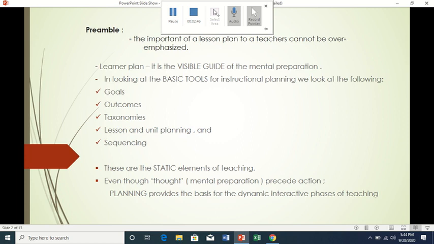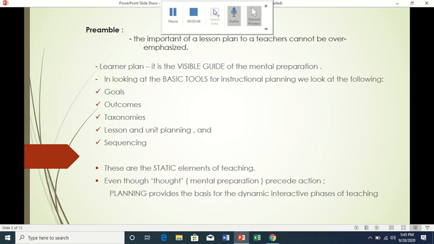Today's topic: lesson planning. We all agree that the importance of a lesson plan to a teacher cannot be overemphasized. A lesson plan, which is the visible guide of the mental preparation of a teacher, is very, very important to the classroom teacher. In looking at the basic tools for instructional planning, we are using instructional as well as lesson planning, the same, or performance planning. Instructional objective or performance objective, when we get to those places, we are using those words interchangeably.